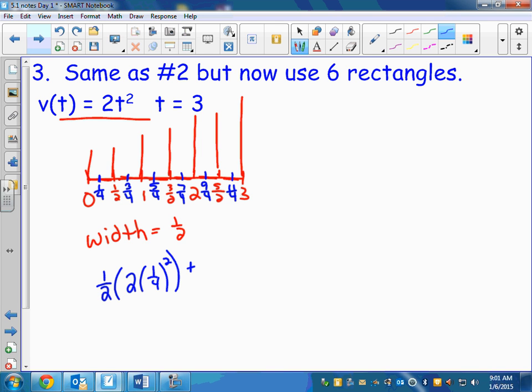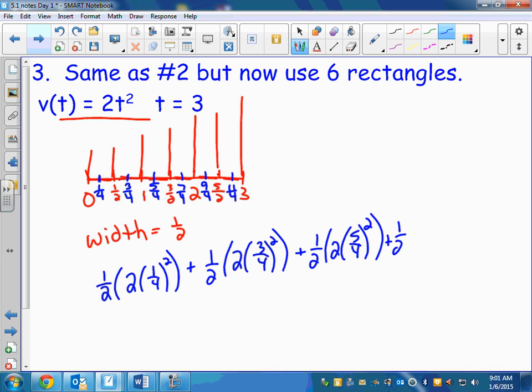Plus, okay, I'll stop for a second. 1/2 times 2 times 3/4 squared plus 1/2 times 2 times 5/4 squared plus 1/2 times 2 times 7/4 squared plus 1/2 times 2 times 9/4 squared plus 1/2 times 2 times 11/4 squared.